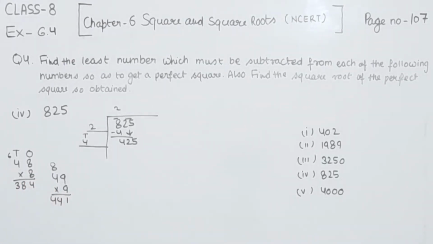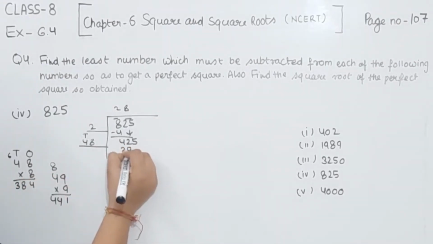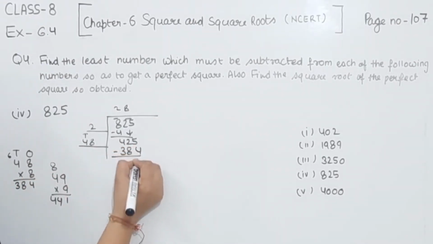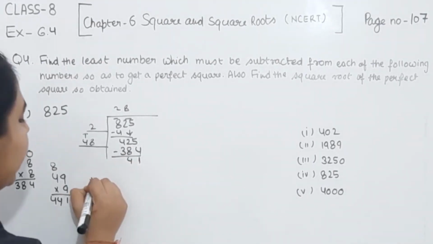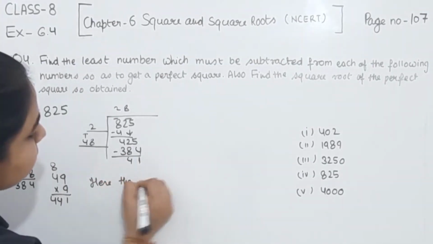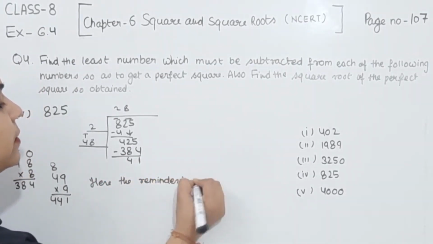Now this is greater than the number we are having. So we are going to take 48 8s are 384. Now we are going to subtract this one. So we are going to get the remainder as 41. So we are going to write here the remainder is 41.